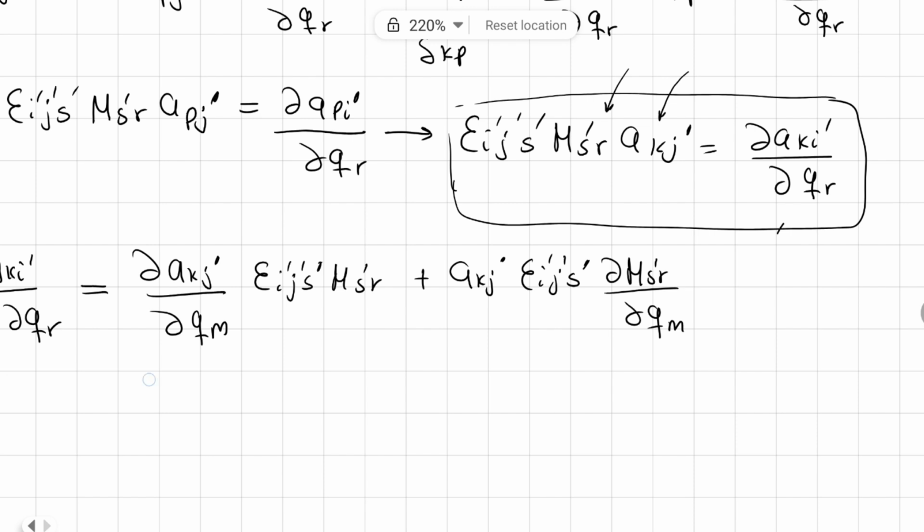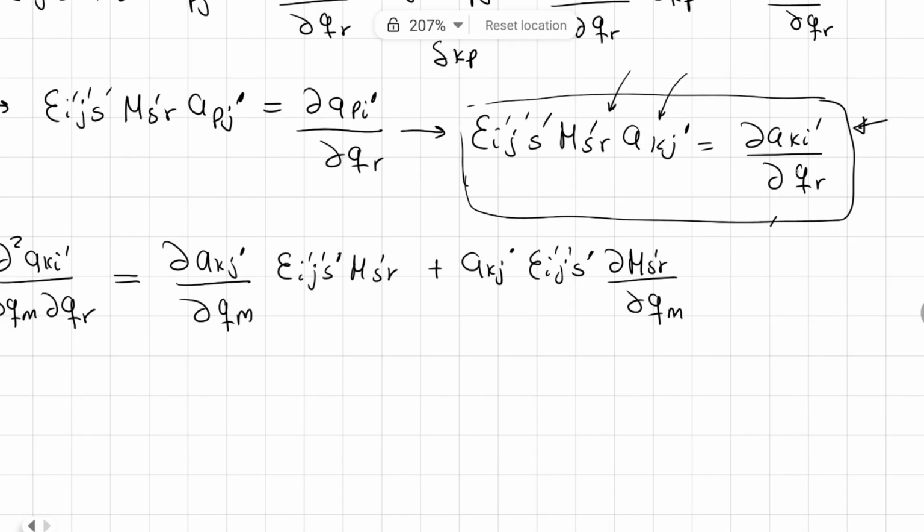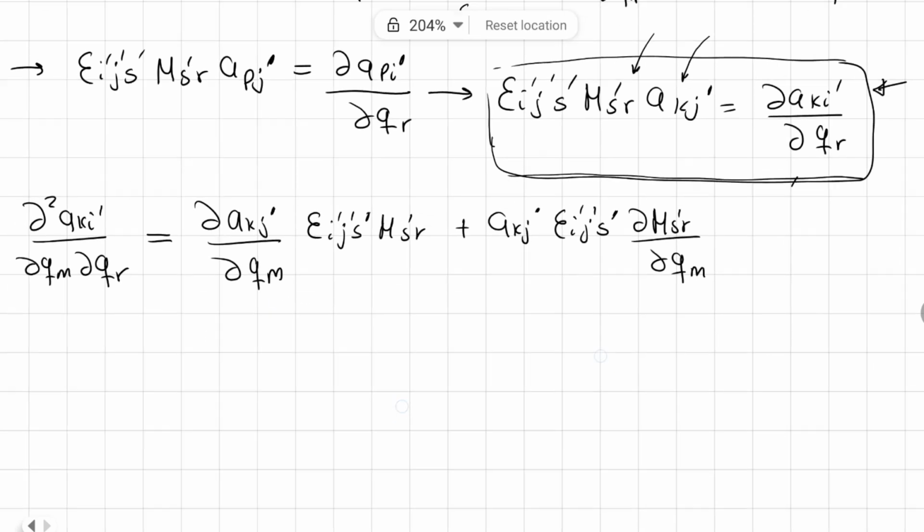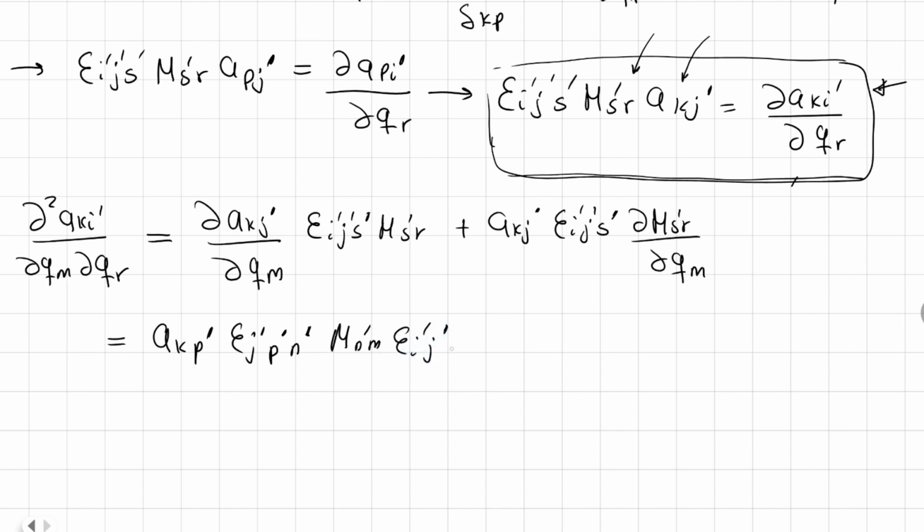Okay, and here is the reason why we calculated this expression. We are going to use this formula to substitute this quantity that we have here. So, switching some indices, we get that this is A_KP epsilon_JPN M_N'M epsilon_IJS M_SR.